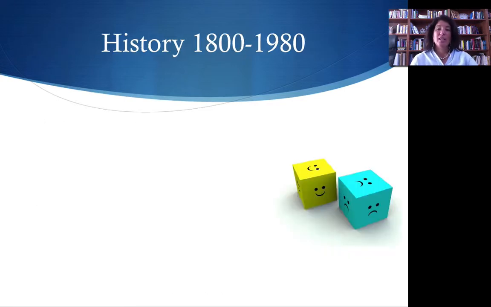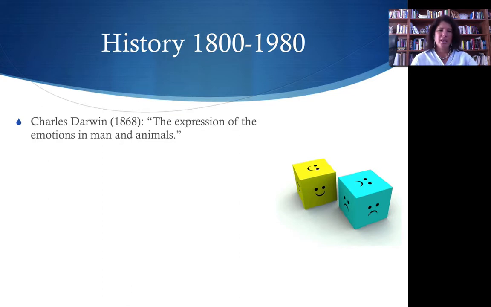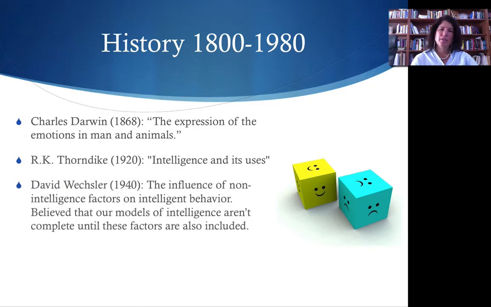So what is the history of the study of emotions or emotional intelligence? Charles Darwin actually began in 1868 and wrote that the expression of emotions in man and animals was a theme that he looked at, trying to understand if there were emotions that were shared between species. Thorndike talked about intelligences and its uses and included the role of emotions in those types of intelligences. Weschler talks about the influence of non-intelligence factors. So this is the famous Weschler test, right? When you have intelligence tests, basically looking at emotional influences on your behavior or on intelligent behavior.